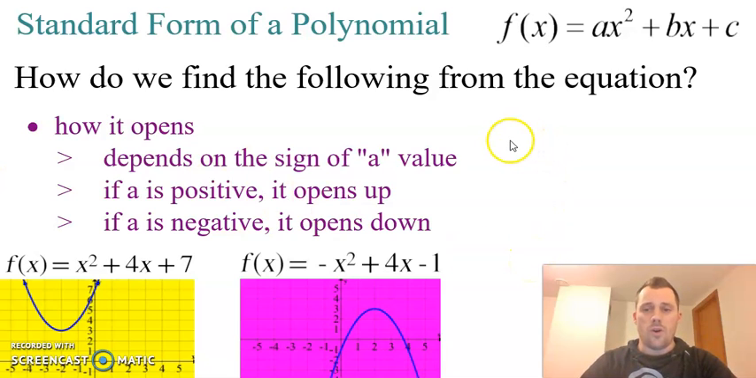So how it opens, again, that's given, and that depends on the a value of this equation. And that's true for all forms for a quadratic function. What is the a value? And we don't really need to know the number, but we need to know if it's positive or negative. So if a is positive, so if it's just an x squared or 3x squared, anything that's positive, that means that the parabola opens up. If a is a negative value, then our graph opens down.